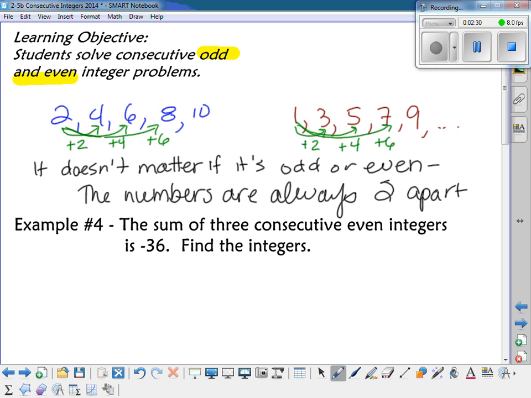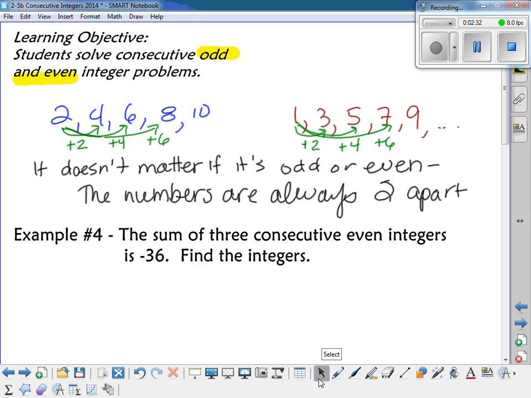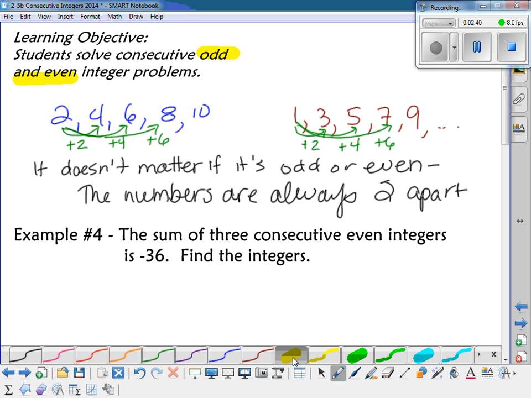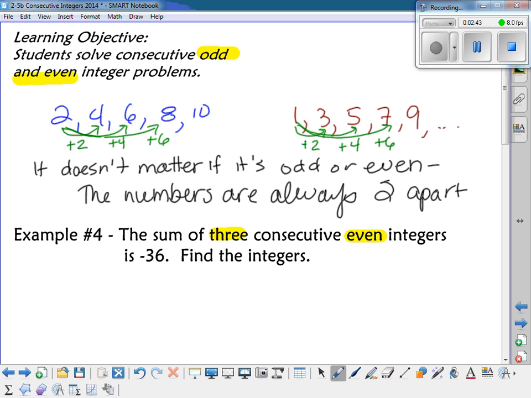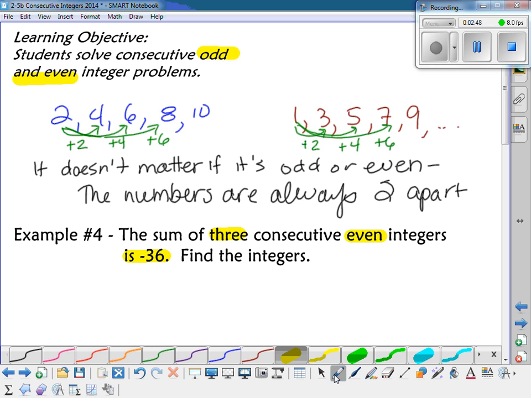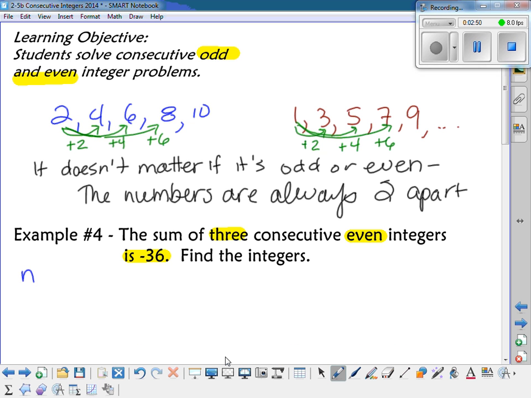So my first example, and this is a continuation of yesterday, so that's why we're starting with 4: the sum of 3 consecutive even integers. So I have 3 of them, they are even, and they're going to add up to negative 36. If my first number is n, the next even number will be n plus 2, and the next even number after that would be n plus 4. It's very similar to what we did yesterday, except we're not just counting up 1, 2, 3. We're counting up 2, 4, 6, and so on.